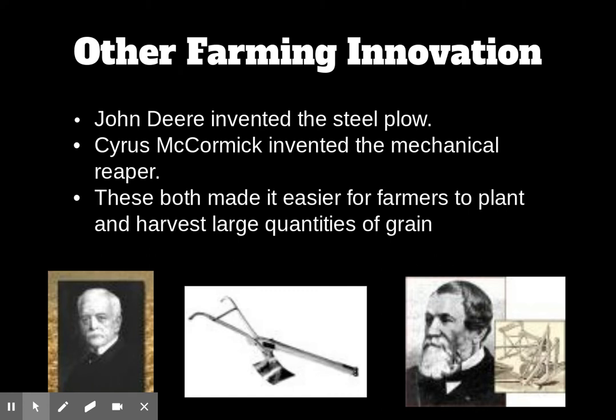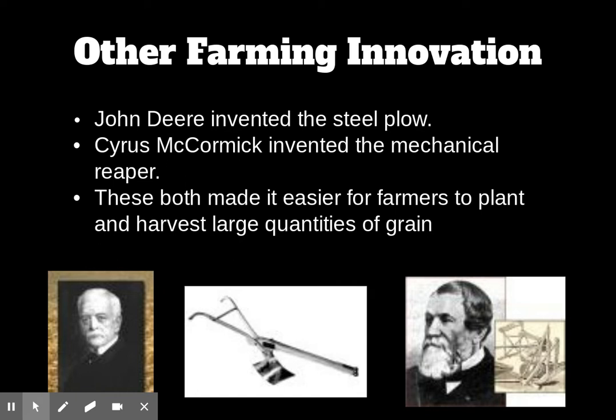Okay, so there are a couple more that you need to get down. The steel plow was invented by John Deere, and the steel plow is a triangle-shaped tool used to till the soil. So you can see down here, this is a steel plow, and it is going to essentially cut through the soil and bring the bottom soil up. So the topsoil is exposed, and this is a much more fertile soil that people will then use to farm with.